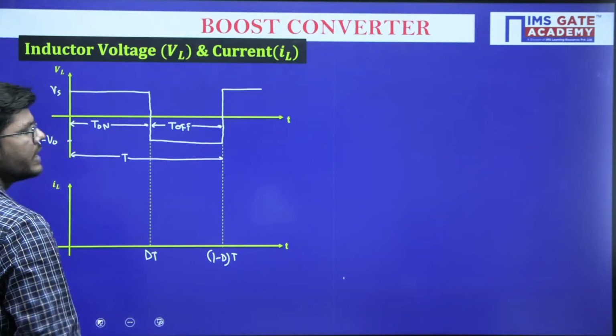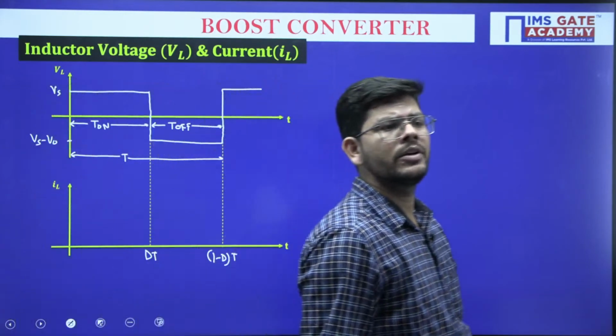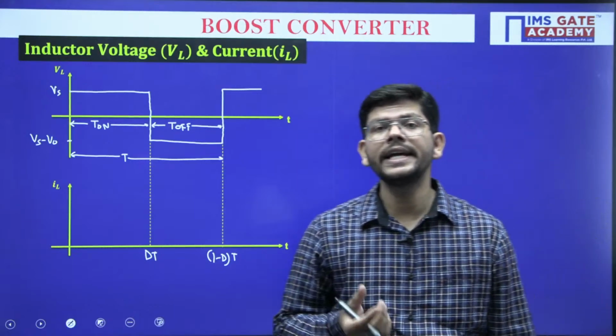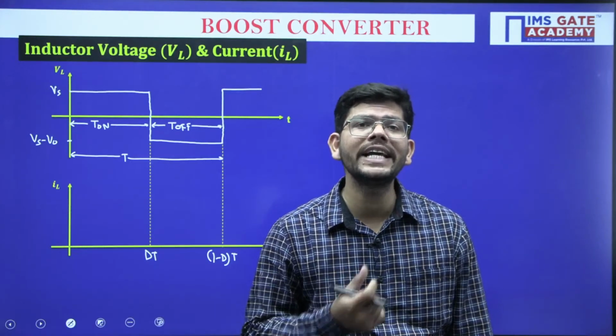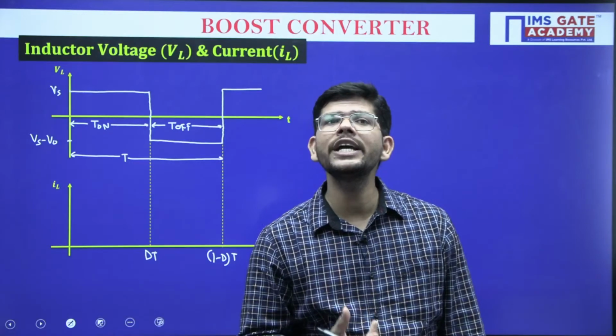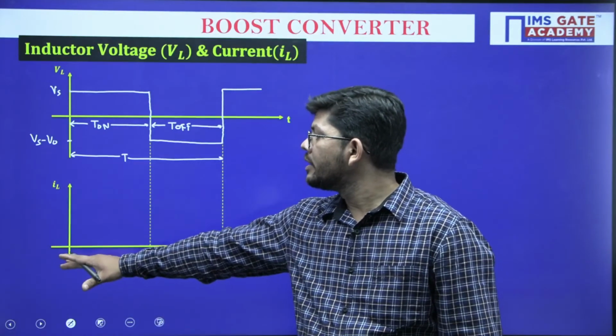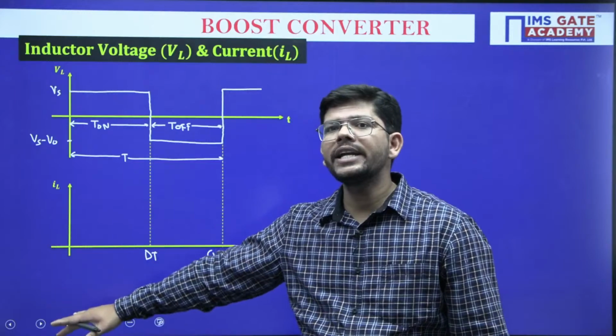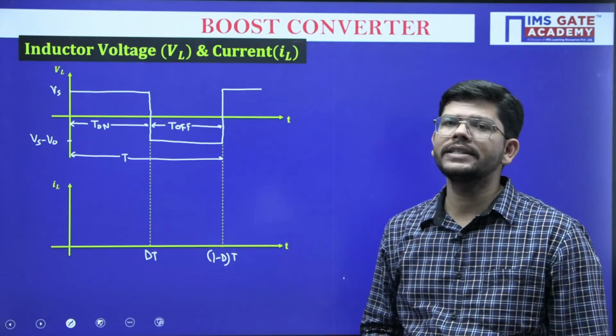Okay. So this is the inductor voltage that we have. Now what will happen to the inductor current? Inductor current, we have assumed that it is continuous. Okay, it is continuous, means it is having a value more than 0. It is not negative as well. So current is not getting discontinuous, it is continuous.